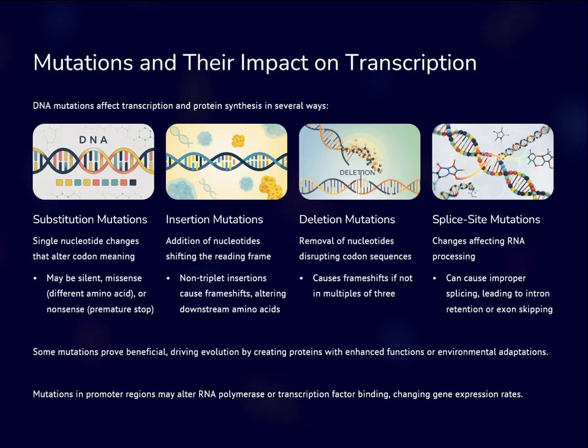There can be insertion or deletion, in which there can be a shift in the reading frame, which changes every codon after that mutation. These are called frame shift mutations. There's also a splice site mutation, which can interfere with RNA processing, which causes the wrong parts of the gene to be included or excluded. These mutations and others can be harmful, neutral, or even helpful, which can drive evolution and diversity.